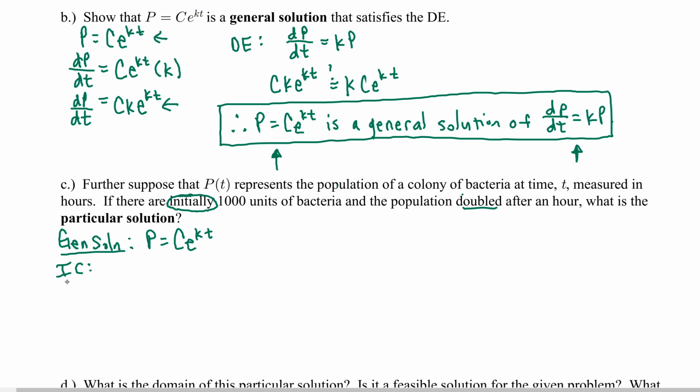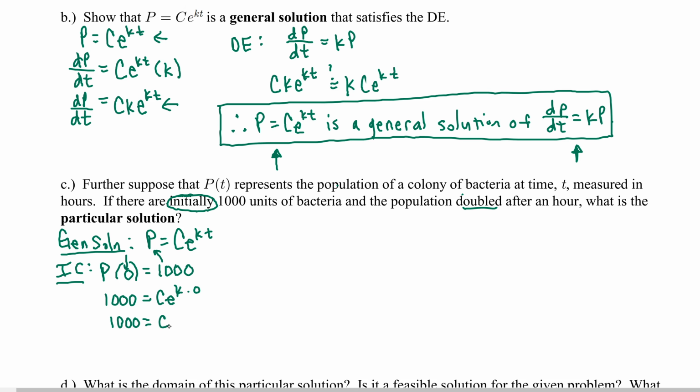We have an initial condition. It says initially there are 1,000 units of bacteria. So at time 0, there are 1,000 units of bacteria. I'm going to apply this initial condition to find one of those parameters. Notice we're plugging 0 in for t, and 1,000 in for P. So plugging this in, we have 1,000 equals ce to the k times 0. Well, e to the 0th is equal to 1, so we know 1,000 is equal to c.